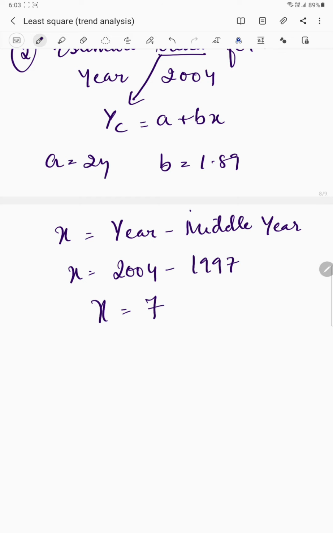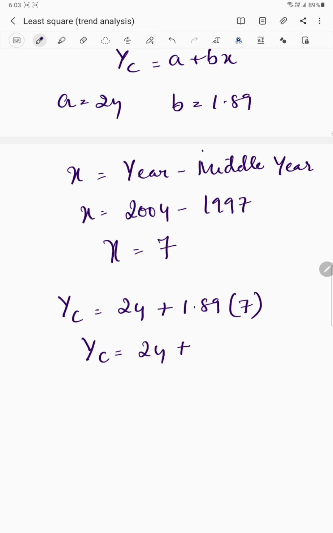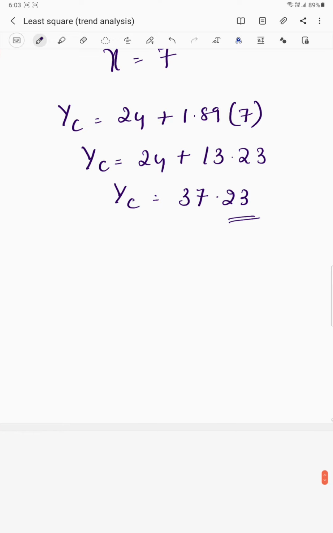Okay, so then YC is equal to 24 plus 1.89 into 7. 1.89 into 7 is 13.23. Okay, so YC is equal to 24 plus 13, which will be around 37.23. He is only asking you to find the YC value. Okay, so that is to do with the trend analysis when an odd number of years are mentioned.